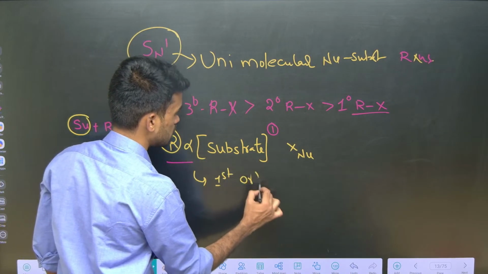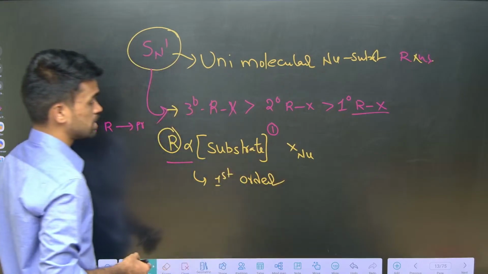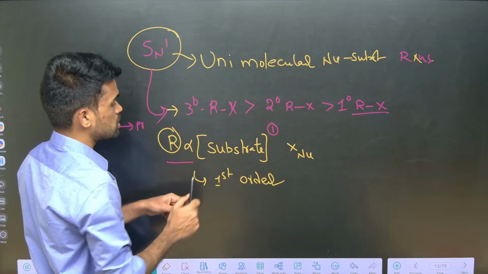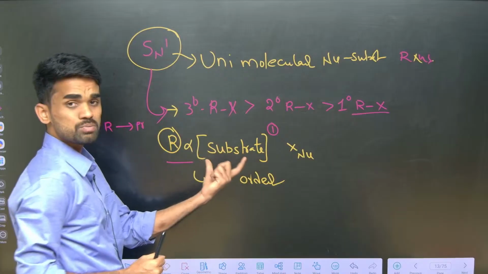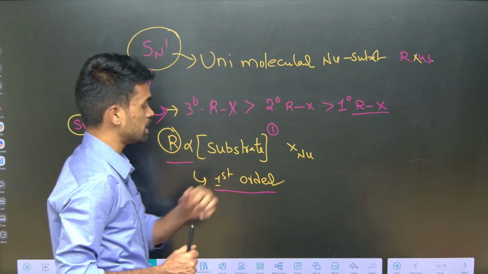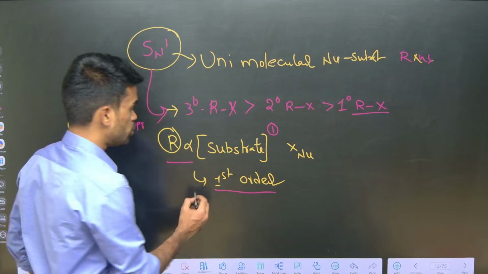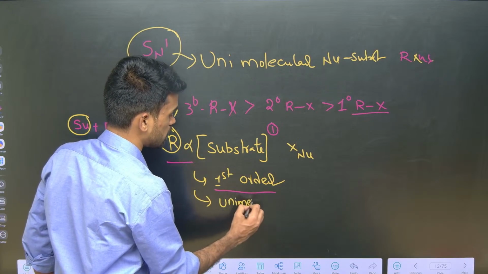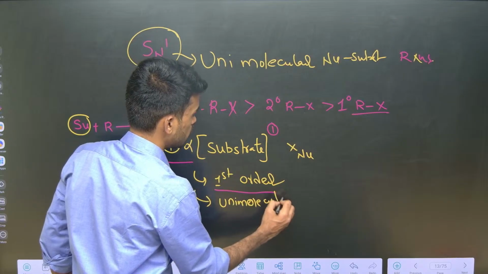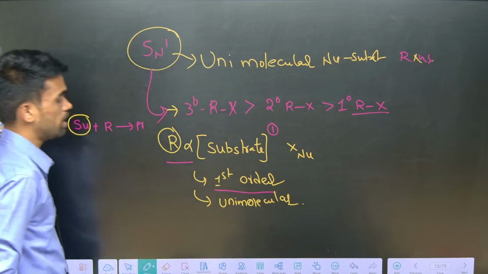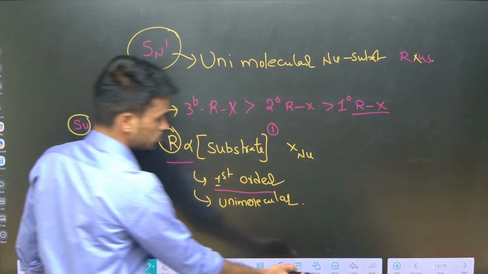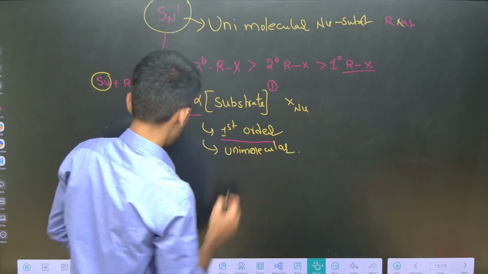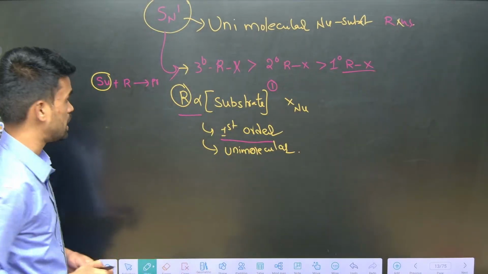What kinetics is it here? It's first order kinetics. In the rate determining step we have only the substrate involved, so that's why we say it's unimolecular, first order unimolecular. It means only one molecule is involved in the rate determining step. So it is a unimolecular first order reaction.